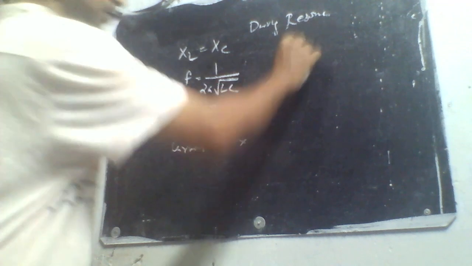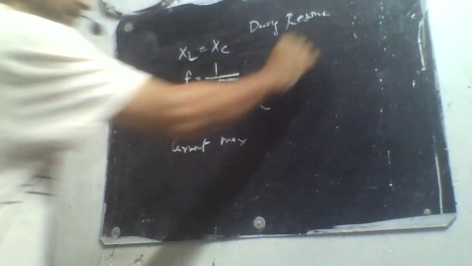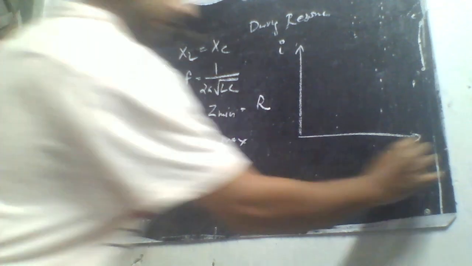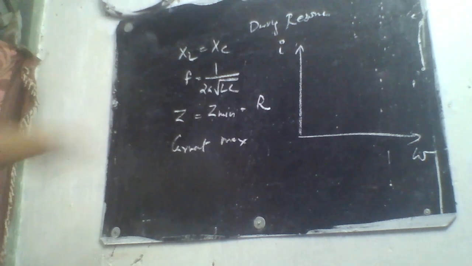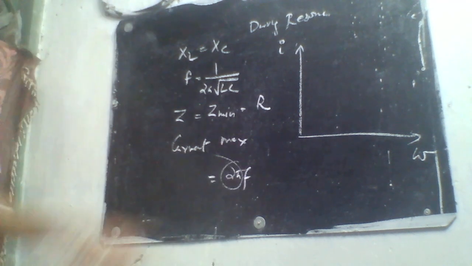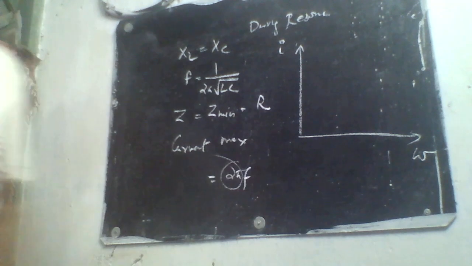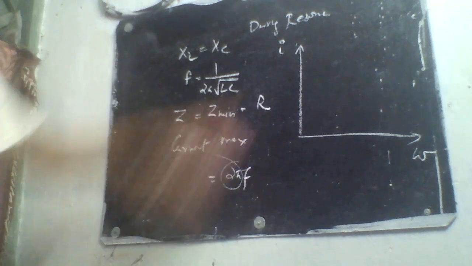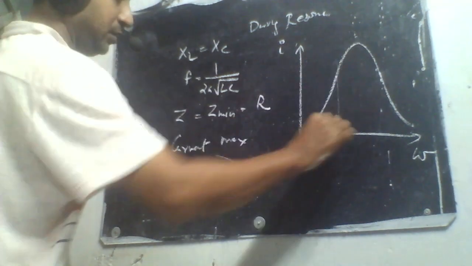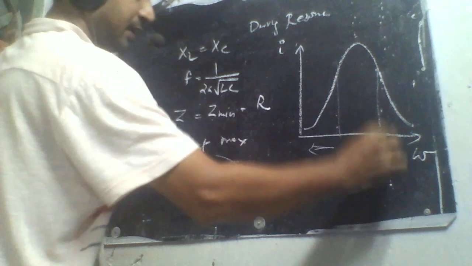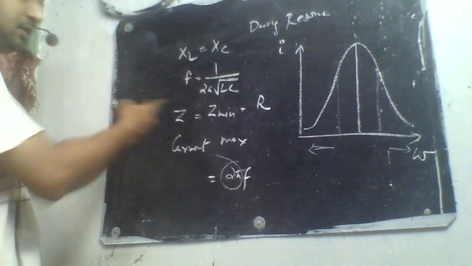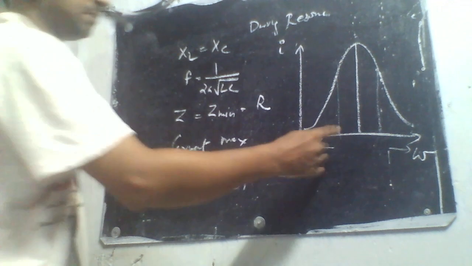Next, when you plot a graph between the current flowing through the circuit and the frequency, that is the omega value, since angular velocity is equal to 2 pi times f, this 2 pi being constant, I can consider it to be equal to the frequency. So if you draw a graph between omega and the current, you normally get a graph like this, because at lower values the current will be less, and at higher values also the current will be less. So the peak is where the current will be maximum at a particular frequency.